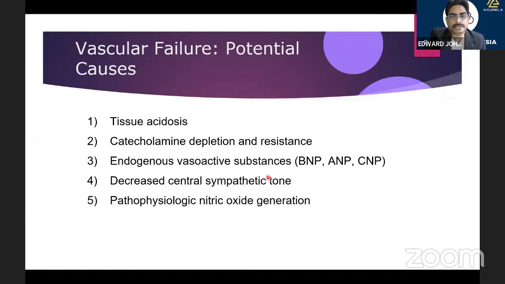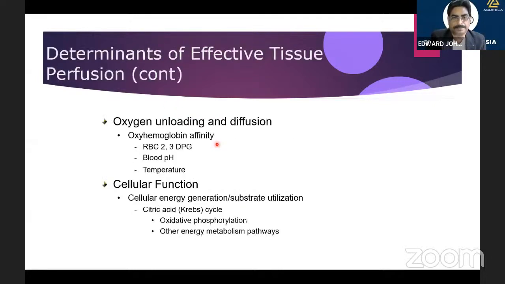Then the decreased sympathetic tone. Whenever the sympathetic tone is lost, as in the case of distributive shock, there will be vascular failure. And whenever there is endothelial damage, there will be local release of nitric oxide that will cause vasodilatation. So these five factors determine the reasons for vascular failure. So vascular failure is nothing but failure to transfer the blood from the heart to the end organ.